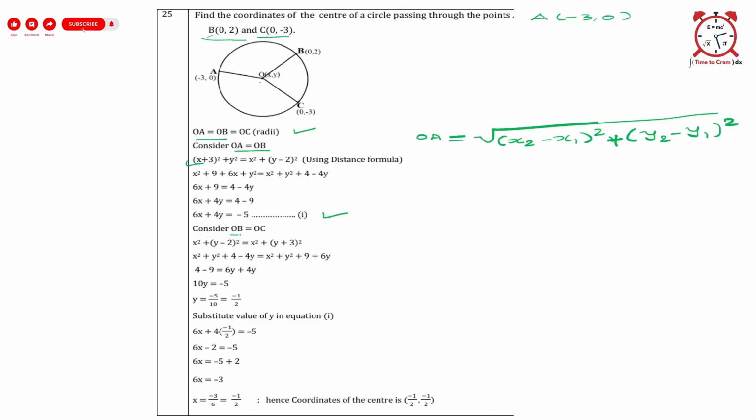Same way we will equalize another 2 given radii. So we will come to this equation after comparison, 10y equal to -5. From this equation we are getting the value of y equal to -1/2. This value we substitute in the given above equation number 1. Then we will have the value of x as -1/2. In this way we will get the coordinates of the given center.